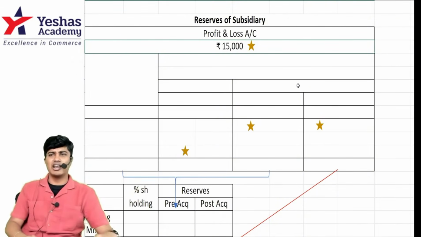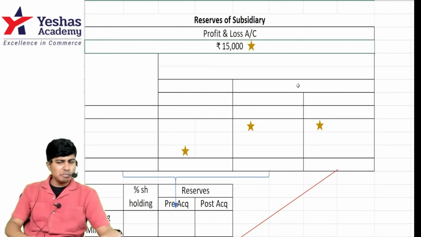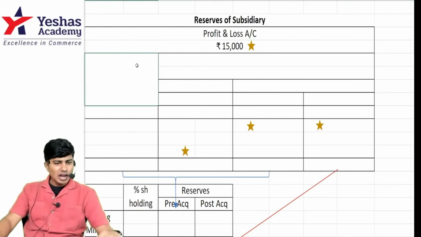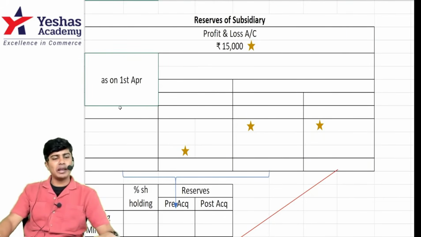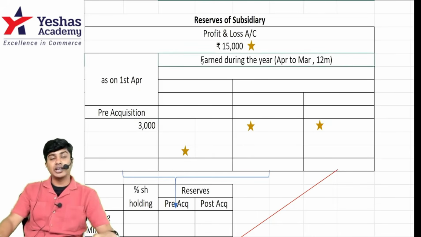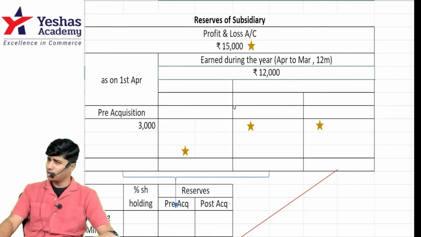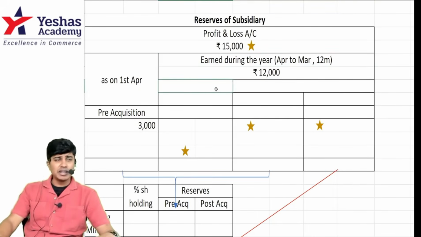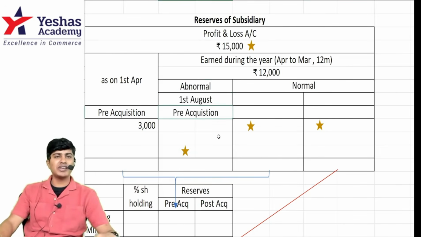How much is the profit and loss balance? How much is the P&L balance as on 1st of April? How much is the profit during the year? I'll split it into two: abnormal and normal. Abnormal is on 1st of August, that is pre. Why? Acquisition happened on 1st of October. How do we find how much is pre?